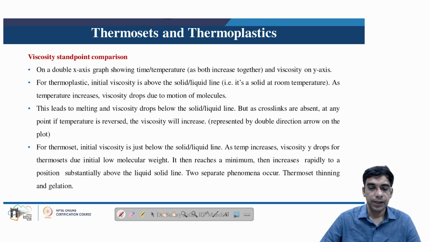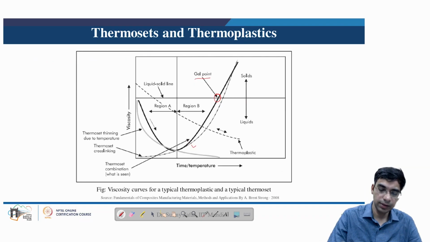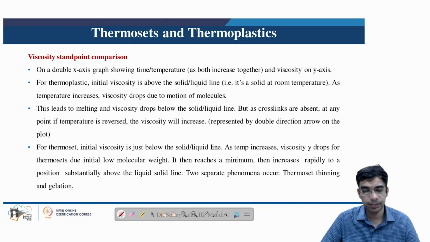So if we compare both the thermoplastics and thermosets from the viscosity standpoint, on the graph that we just discussed, the thermoplastic has an initial viscosity above the solid-liquid line, known as the solid at room temperature. As the temperature increases, the viscosity reduces due to the motion of molecules. This leads to melting and the viscosity drops below the solid-liquid line. But as crosslinks are absent in thermoplastics, at any point of time, if the temperature is reversed, the viscosity will increase. This was shown by the double-headed arrow in the case of thermoplastic. So it can go both ways if we reduce or increase temperature.